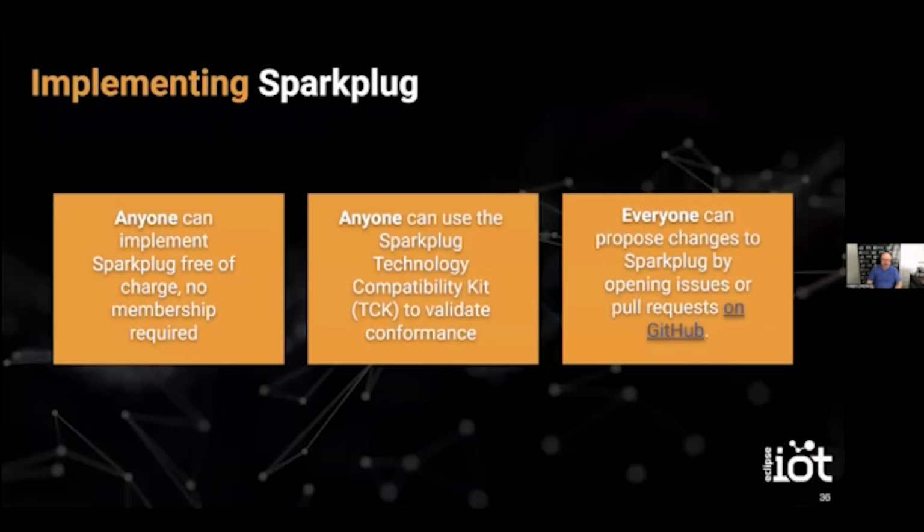The great thing about Sparkplug is that it's a truly open specification, in the sense that it's built in the open and anyone can implement it. Anyone can download the spec document free of charge without being a member of Eclipse. Anyone can use the TCK to validate the conformance of their implementation, and everyone can propose changes to Sparkplug by opening issues or even straight pull requests on GitHub. And that makes it different from OPC UA and other very popular protocols in the market, in the sense that we do literally everything in the open and we don't require membership for anything.